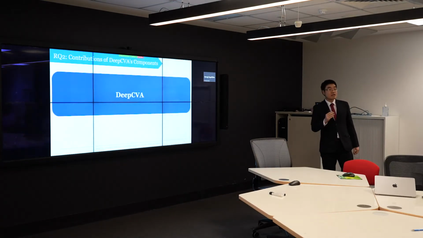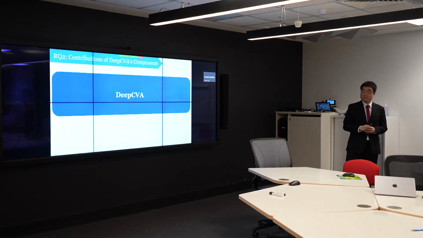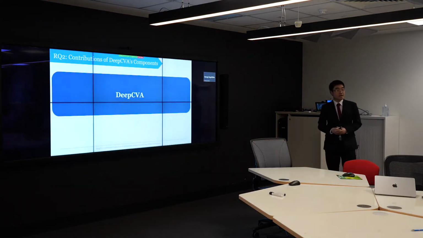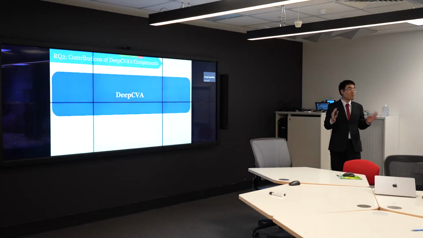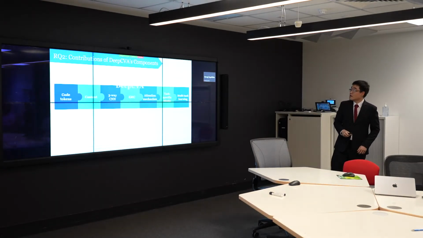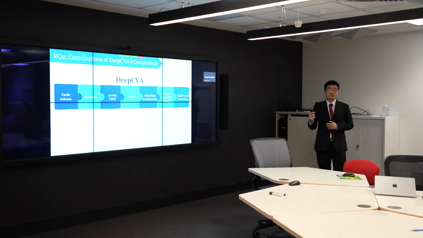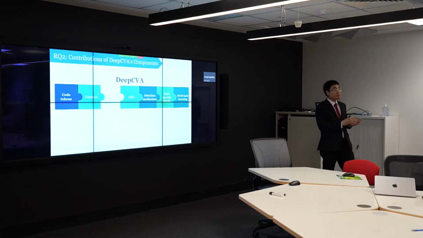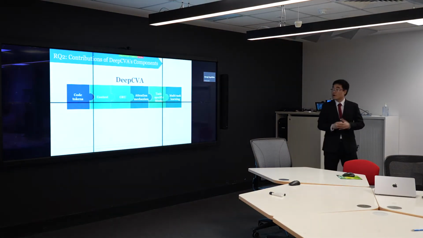And if you remember in one of the previous slides, I mentioned that DeepCVA contains multiple components. So in the second research question here, we evaluate the contributions of such components to the overall model performance. In order to do so, for example, if we want to evaluate the contribution of a single component, we first remove it from the model and then combine the part before and after it to create a new model.